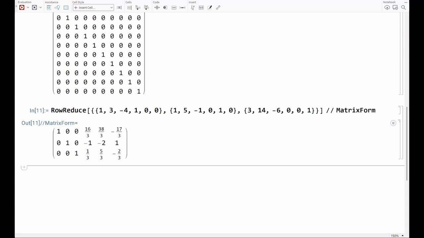Was that what we got for the row reduction? Good. That means we did the math right.